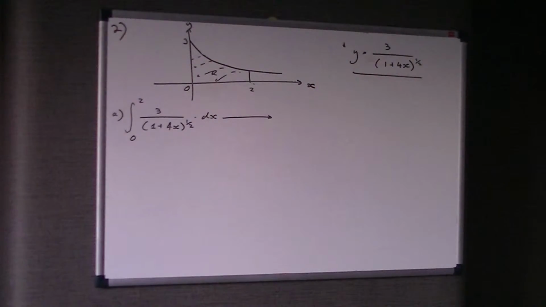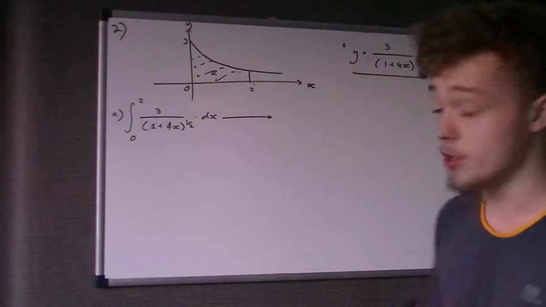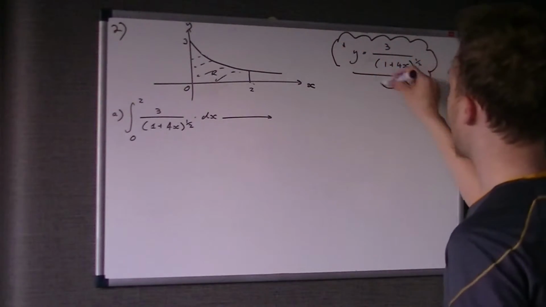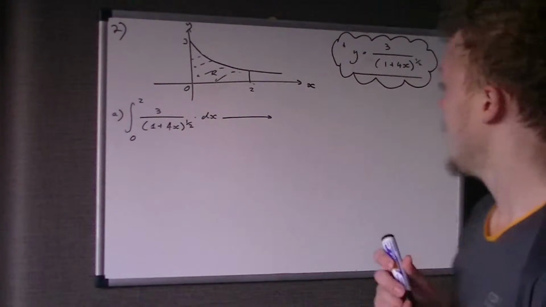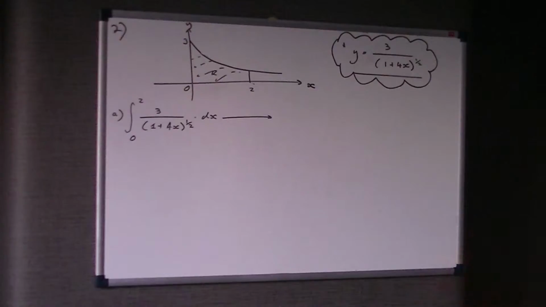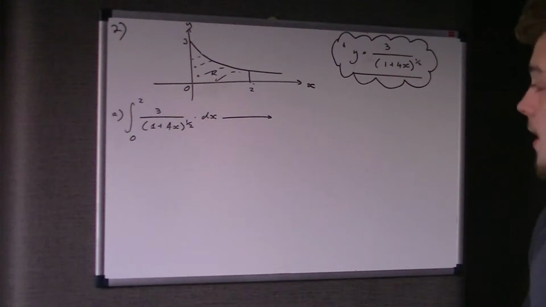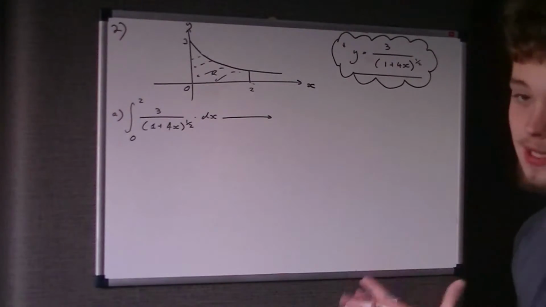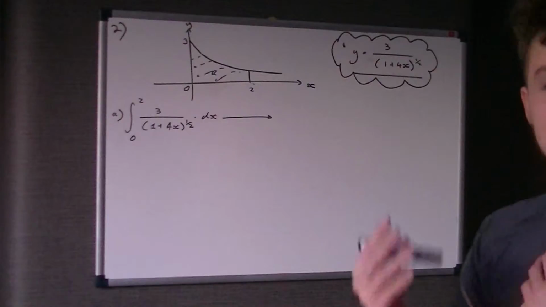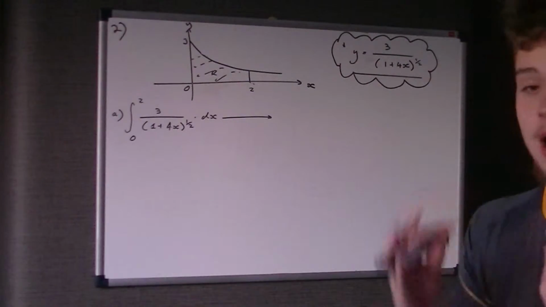Okay, so we're given this shape of the curve. We're told that the equation of the curve is y equals 3 over (1 plus 4x) to the power of a half, or 3 over the square root of 1 plus 4x. And we're asked to integrate it between the lines x equals 2 and x equals 0. In other words, x being 2 and x being 0 are the limits.